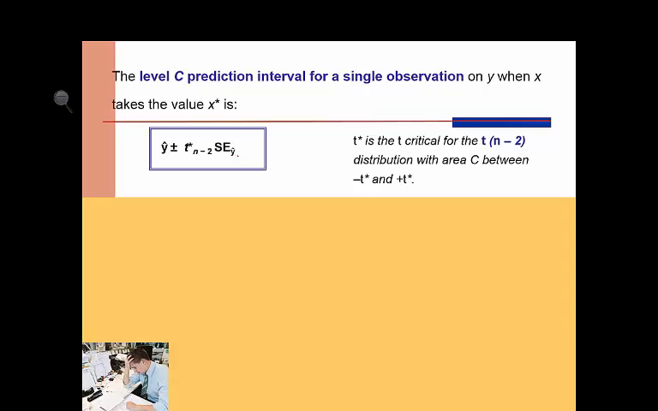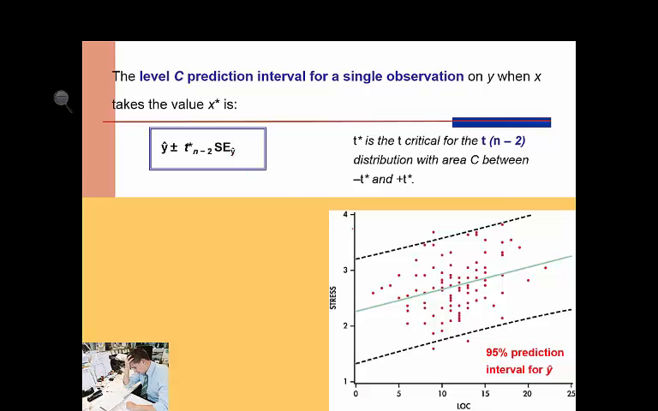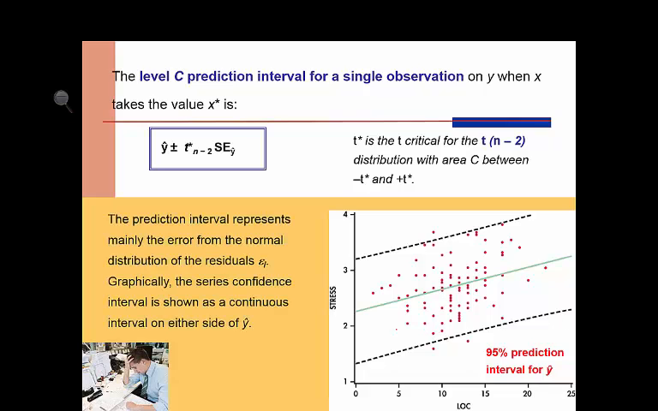The standard error is on the y, and it's much wider, right? It's saying that for every x, any y value that I get has to be within these bounds, whereas the average is going to be much narrower.